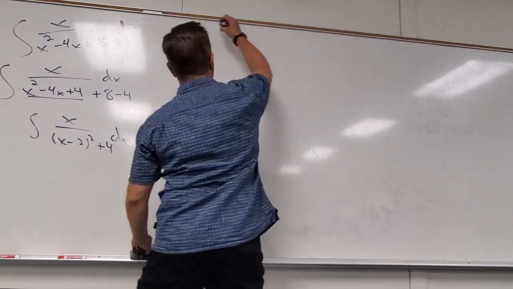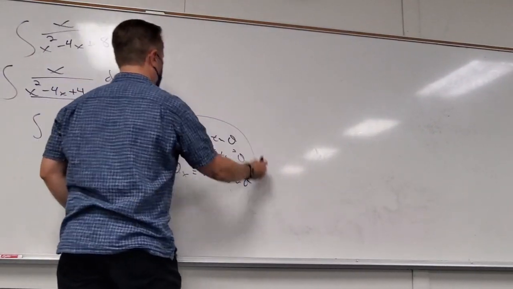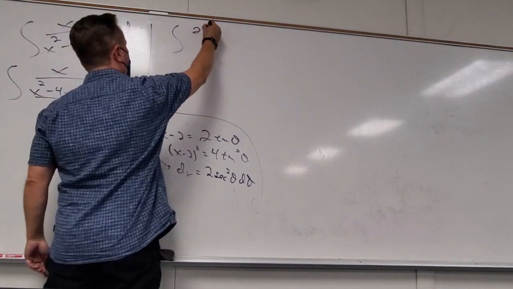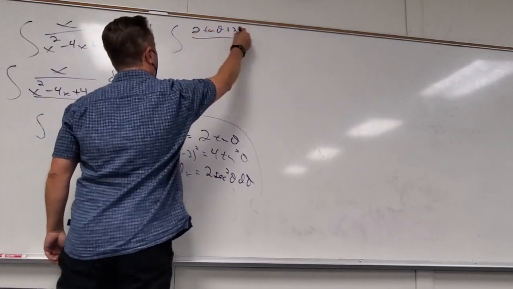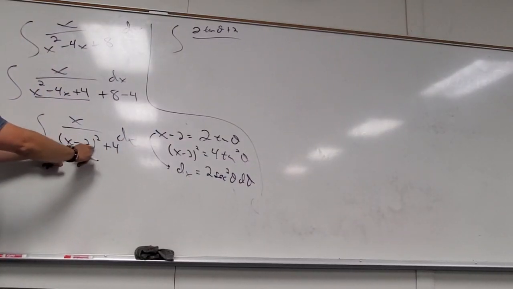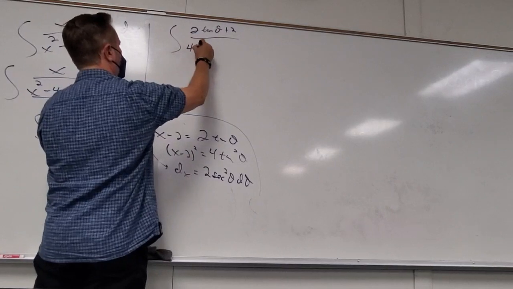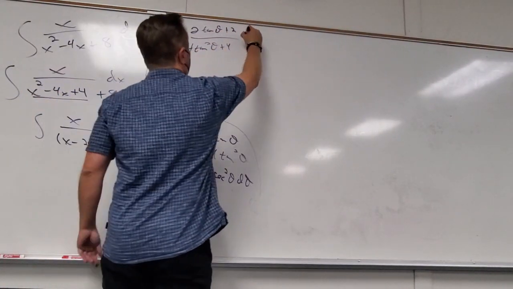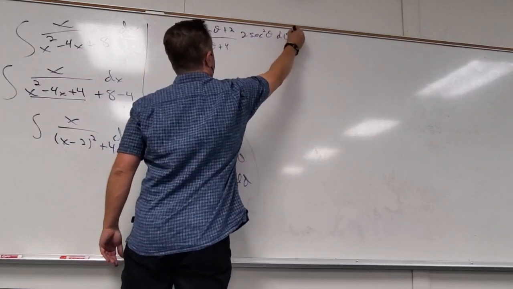All right, so on the top, I get what you just said, 2 tangent theta plus 2. On the bottom, I get 4 tangent squared plus 4, right? And dx is 2 secant squared theta d theta.